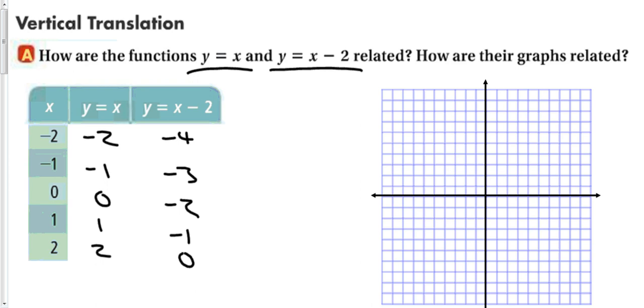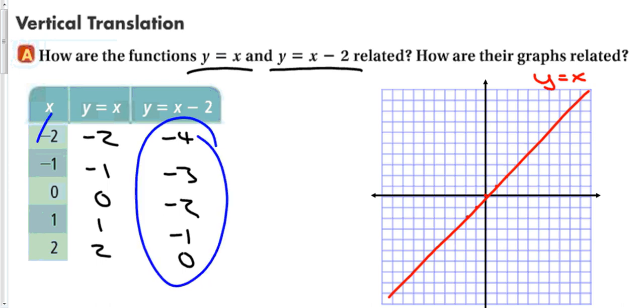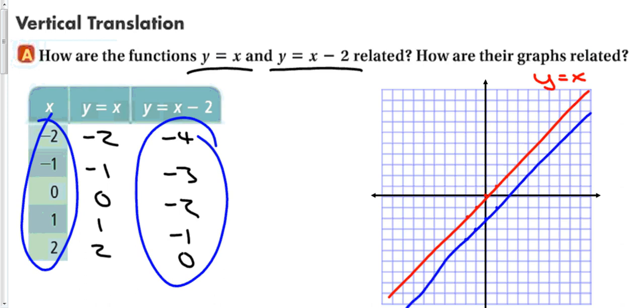So let's graph both of these. Let's graph the parent function first in red. I have -2, 2, and so on, and it keeps going, of course. And so there's my parent function, y equals x. Now let's graph this function with my x values and my y values. At -2, I would be at -4, and so on. Graphing this line looks like this, and that is y equals x minus 2.